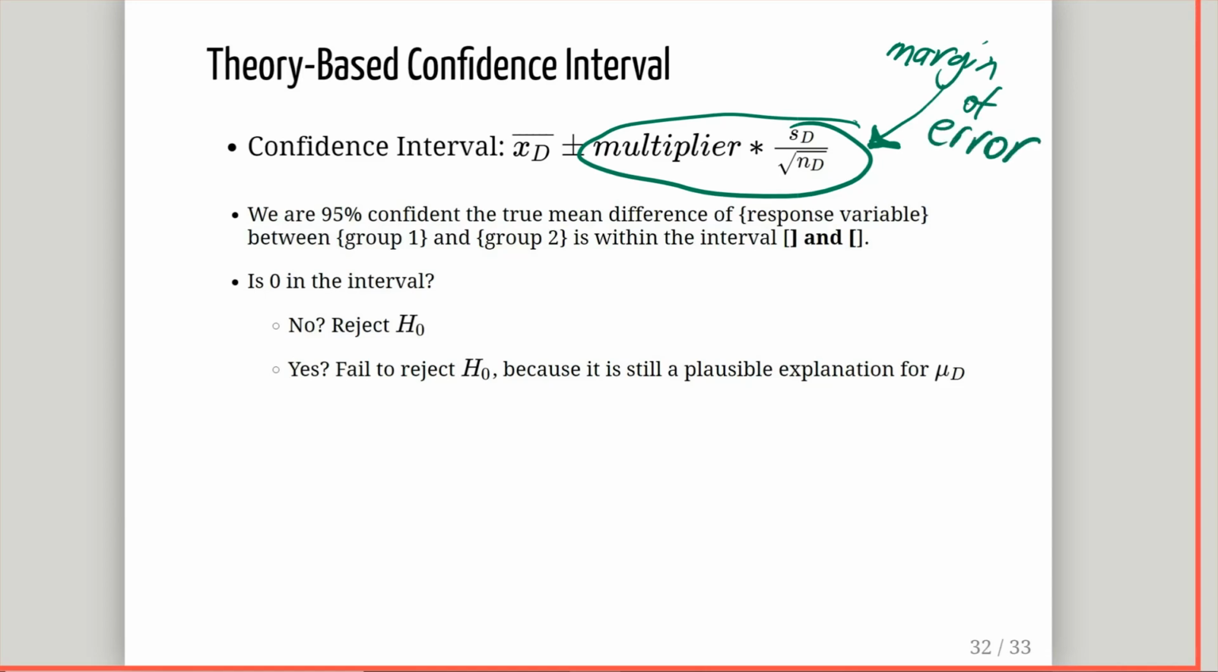So the margin of error has two parts. The standard error is one part, and then the multiplier is the second part.